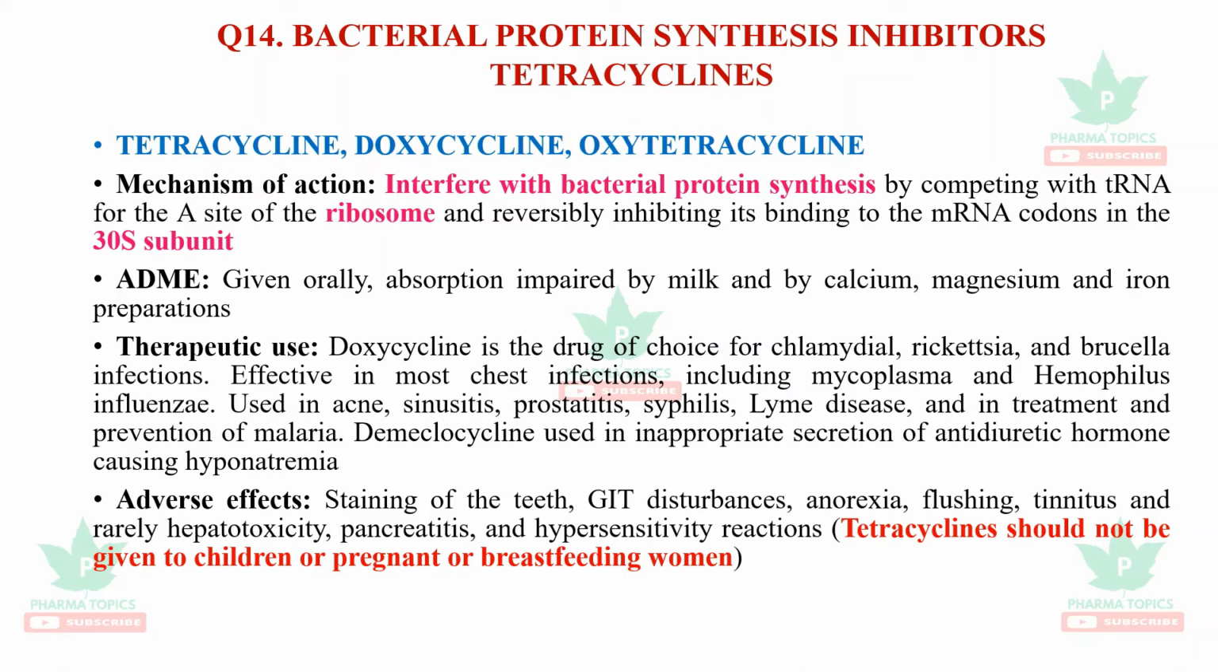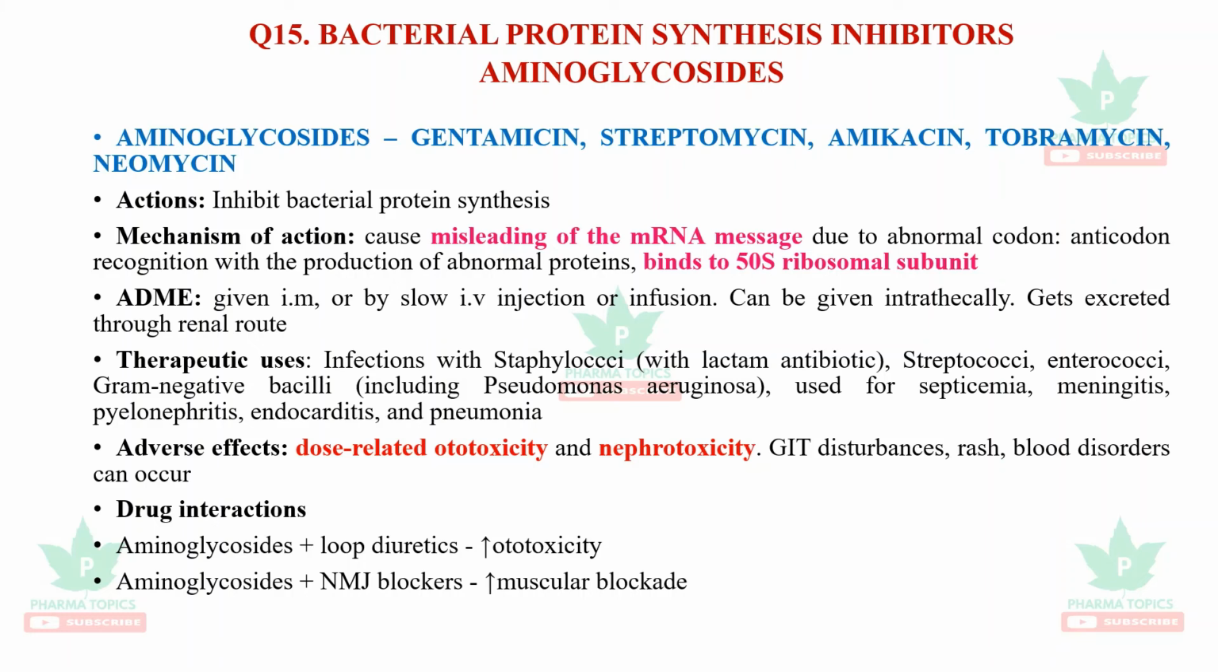Because they form chelation with calcium in the bone and the teeth, they cause a discoloration of the bone and the teeth. Tetracyclines should not be given to children or pregnant or breastfeeding women. Next is aminoglycosides. They are bacterial protein synthesis inhibitors. The aminoglycosides include gentamicin, streptomycin, amikacin, tobramycin, and neomycin.